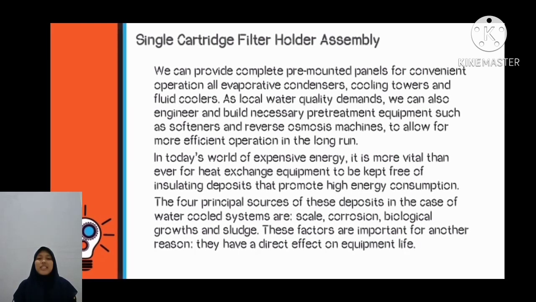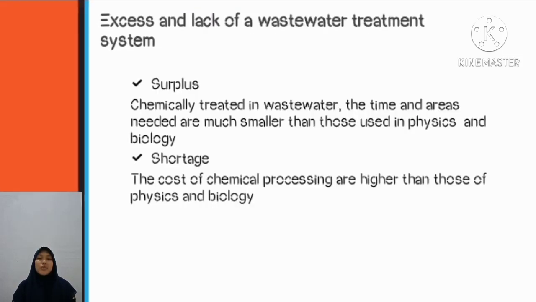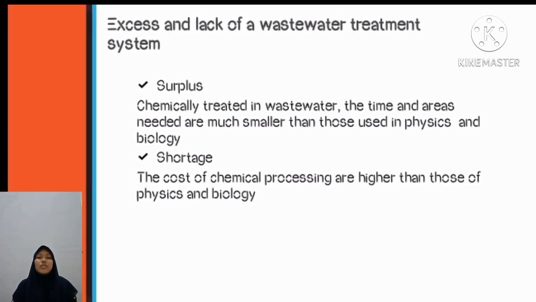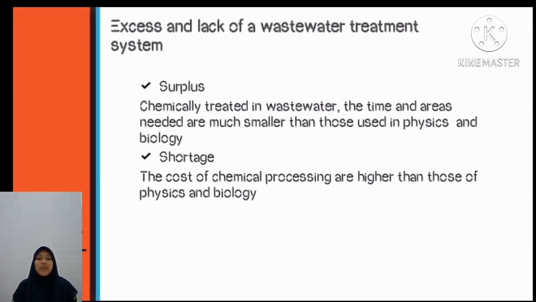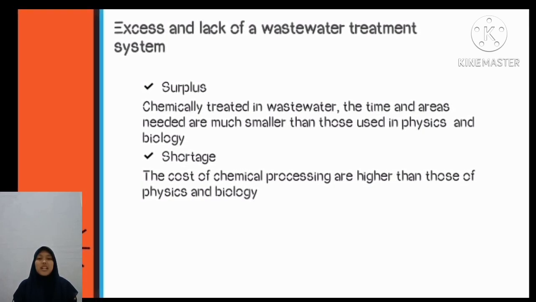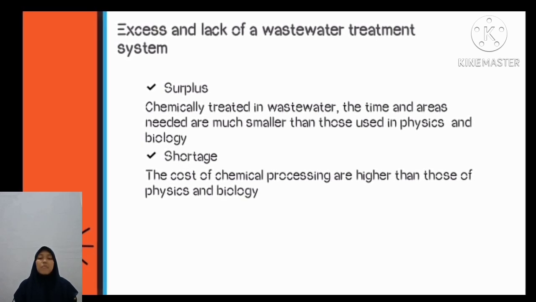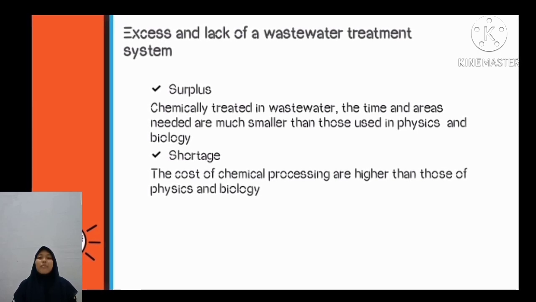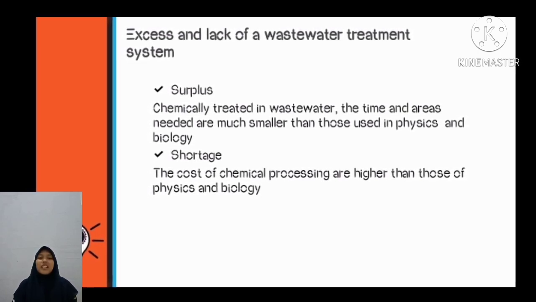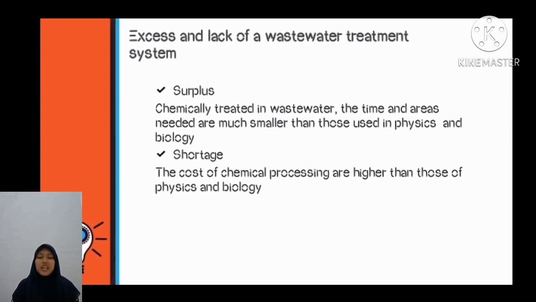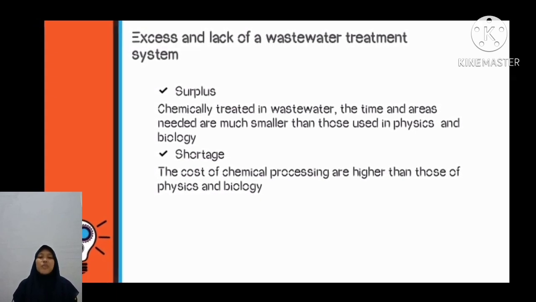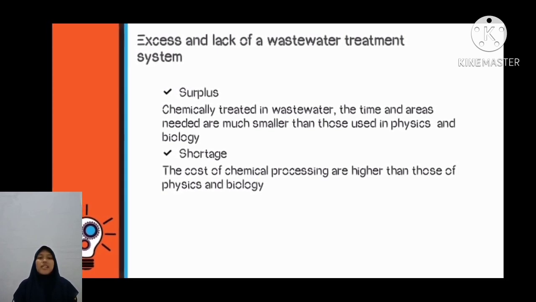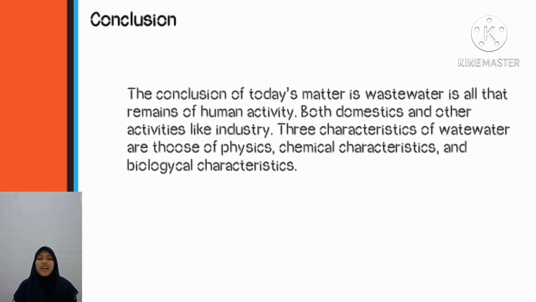Third, I would like to explain the advantages and disadvantages of the wastewater treatment system. One, surplus: chemically treated wastewater needs much less time and area than physical and biological treatment. Two, shortage: the cost of chemical processing is higher than that of physical and biological treatment. And lastly, my recommendation is that the chemical process in a wastewater treatment plant not be used as the first processing step.